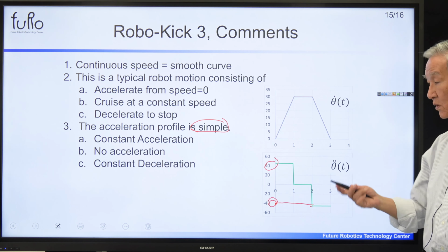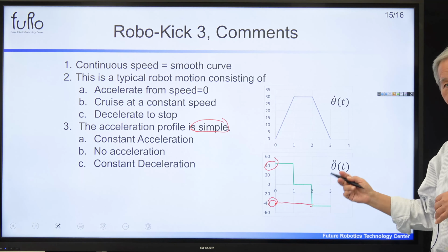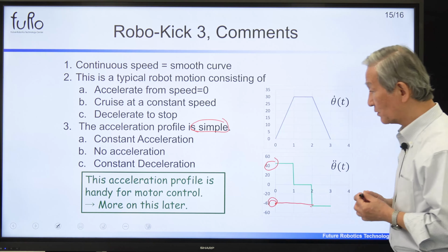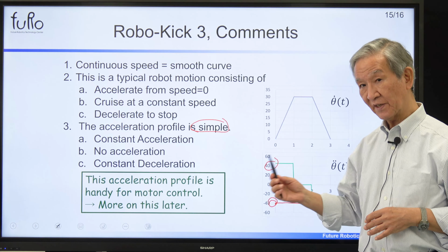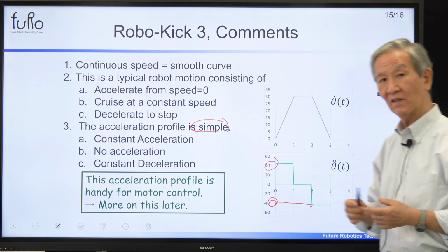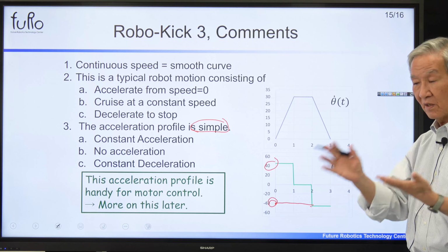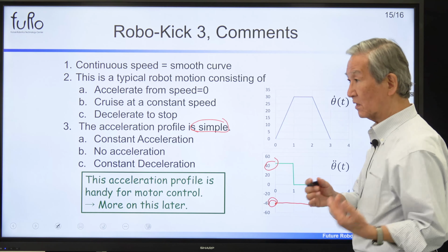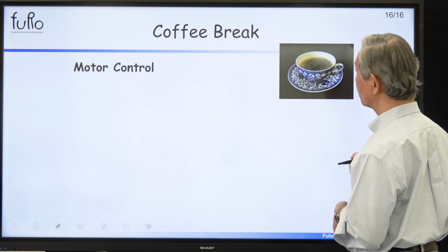So if you write a program to control the motor, this is easy, this is simple. Okay. This acceleration profile is handy for motor control. More on this later. I will talk about how this acceleration can be connected to the torque and the voltage applied to the motor.